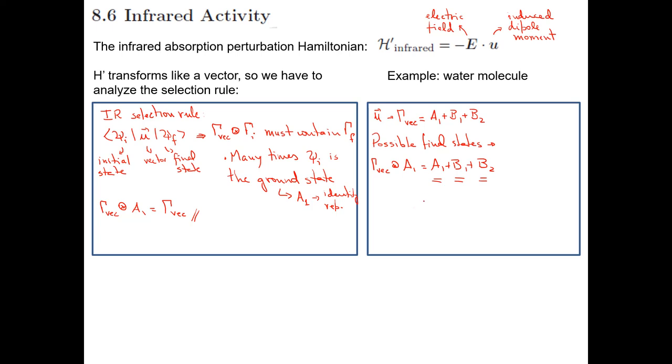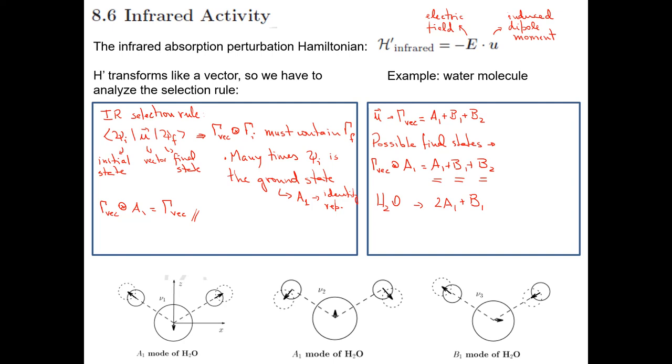And as we have seen, for the water molecule, we have only three modes, two A1 and one B1 mode. So that basically means that all of them are infrared active. All the three modes of water molecule are infrared active.